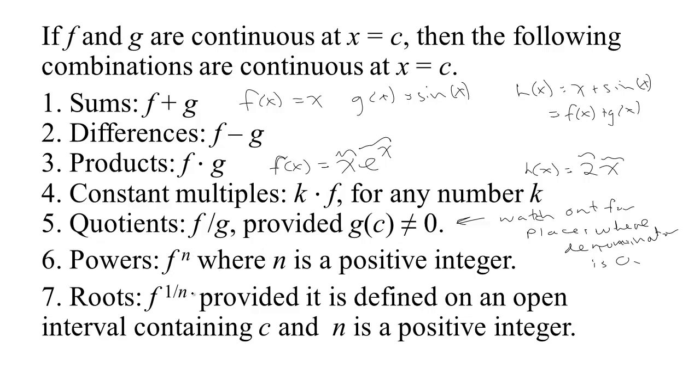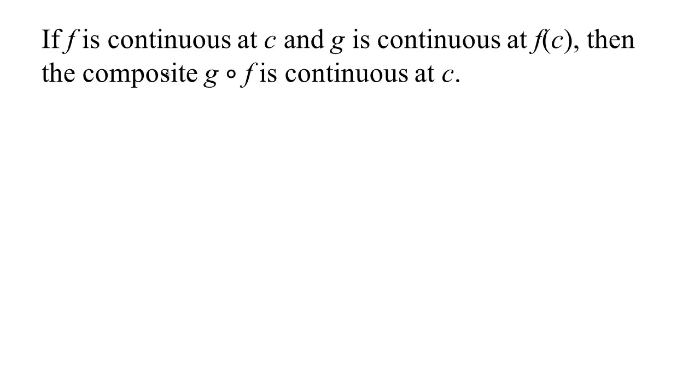If you take some function to a power, then that's going to be continuous. Same if you take a root, it just has to be defined in an open interval containing c. So if n was a positive integer like 2, like the square root, that would be continuous. It's even, I guess, continuous from the right anyway at 0. Another thing, if you have a composition of continuous functions, that will be continuous as well. So for example, here's a continuous function, x squared, right?